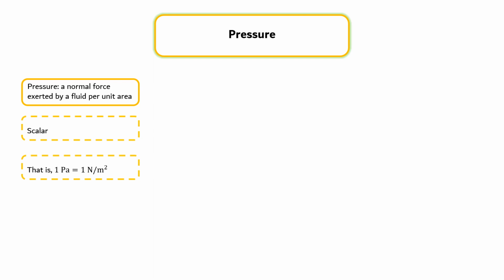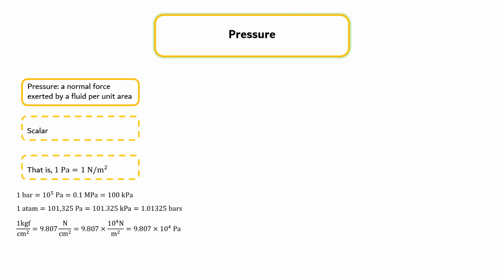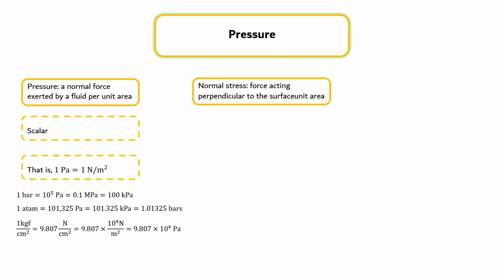Three other pressure units commonly used in practice, especially in Europe, are bar, standard atmosphere, and kilogram force per square centimeter. Pressure is also used on solid surfaces as synonymous with normal stress, which is the force acting perpendicular to the surface per unit area.